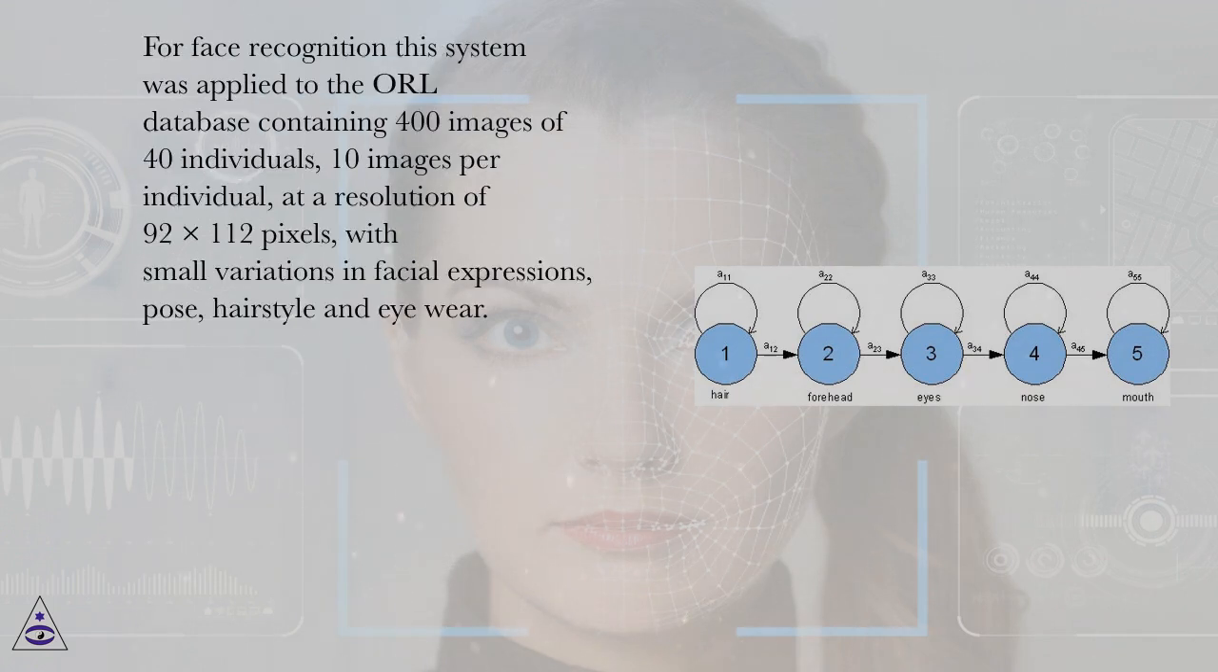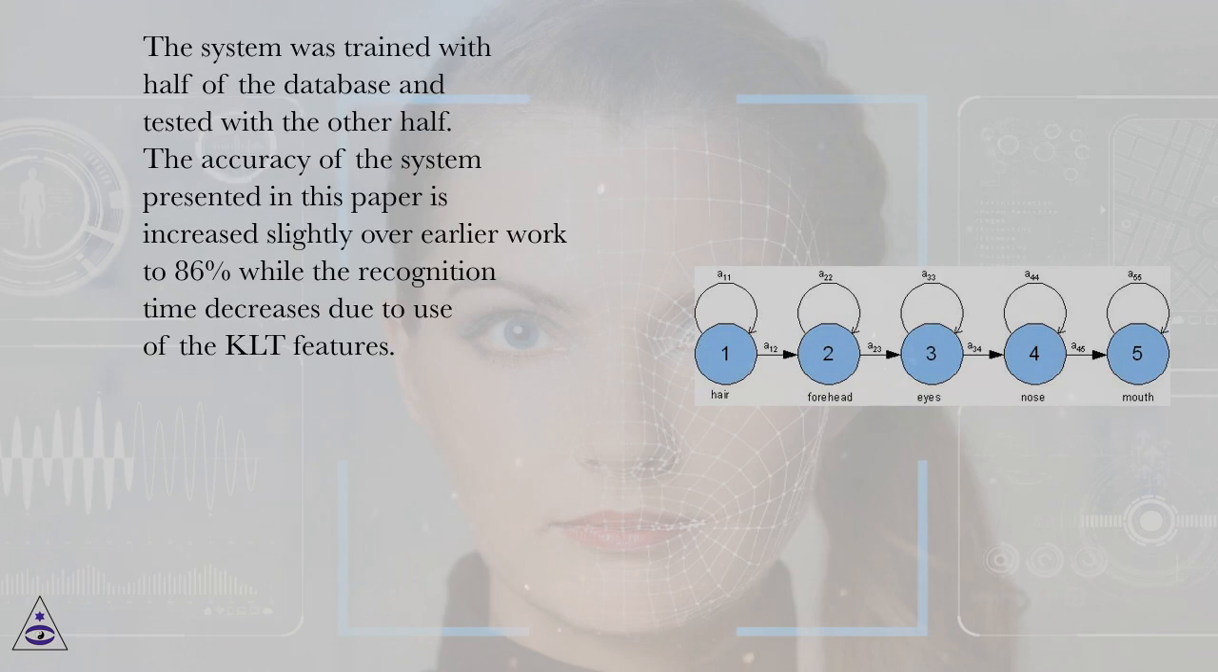For face recognition, this system was applied to the ORL database containing 400 images of 40 individuals, 10 images per individual, at a resolution of 92 x 112 pixels, with small variations in facial expressions, pose, hairstyle and eyewear. The system was trained with half of the database and tested with the other half. The accuracy of the system presented in this paper is increased slightly over earlier work to 86%, while the recognition time decreases due to use of the KLT features.